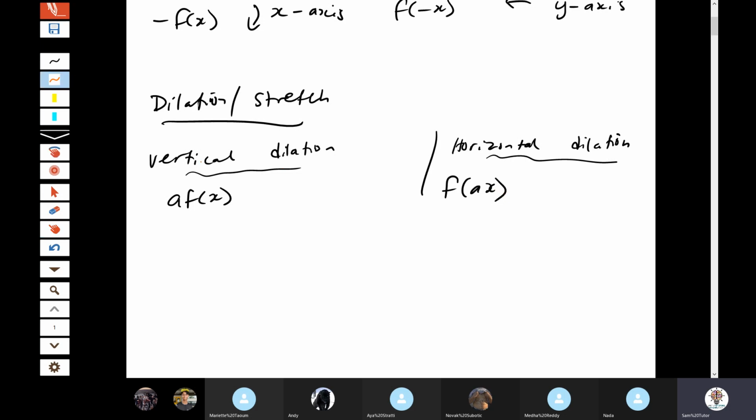There is a little disclaimer. For vertical dilations, it is a scale factor of a, whereas this one is a scale factor of, what do we reckon? 1 on a. Very good. And that is pretty much it. It's just time to do some questions.